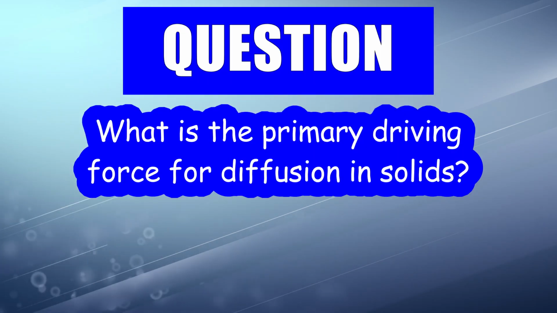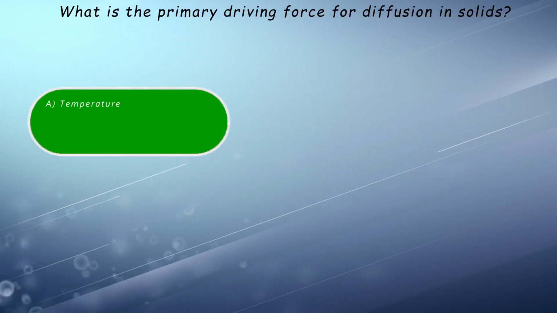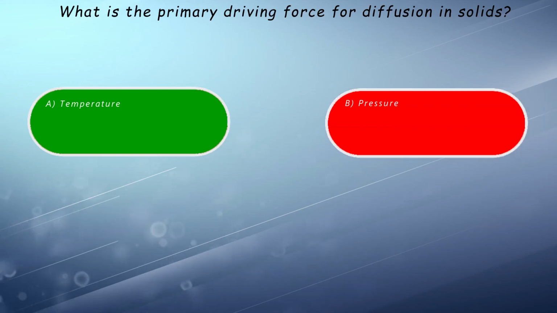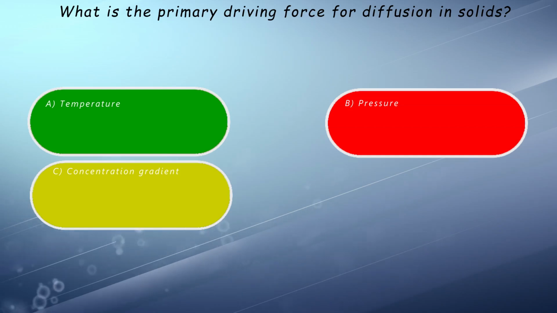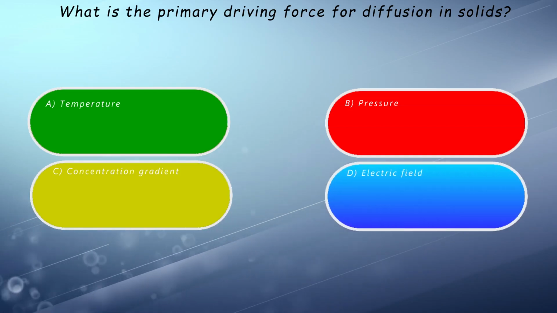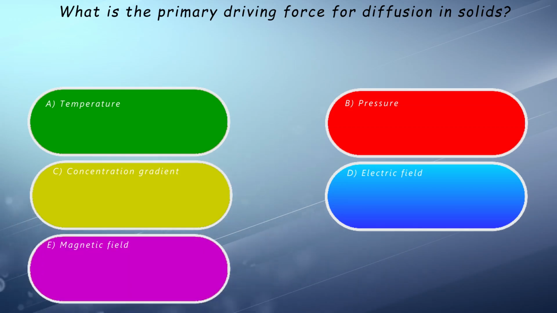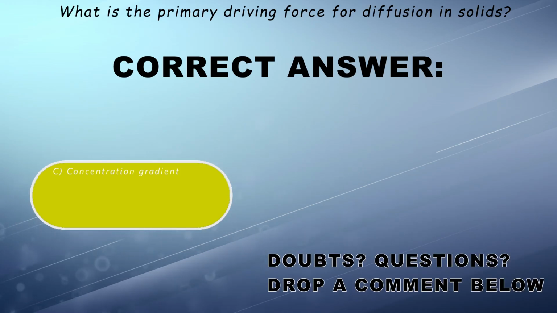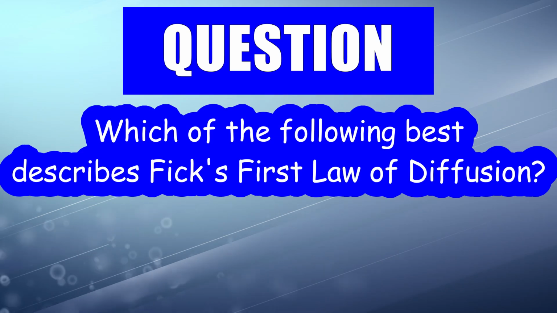What is the primary driving force for diffusion in solids? A. Temperature. B. Pressure. C. Concentration gradient. D. Electric field. E. Magnetic field. The correct answer is C. Concentration gradient.